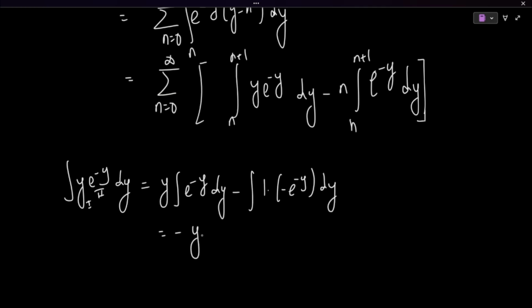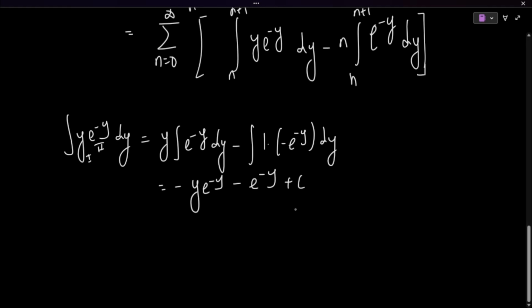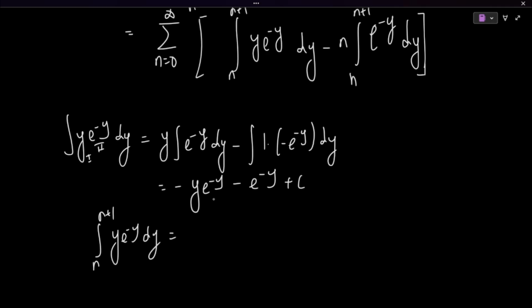Once you do this, you get minus y e to the power minus y. The minus and minus becomes a plus, but then again the integration of e to the power minus y will give you minus e to the power minus y plus c. And now if you do it with the limits, the integral from n to n plus 1 of y e to the power minus y dy is now simply going to be this thing.